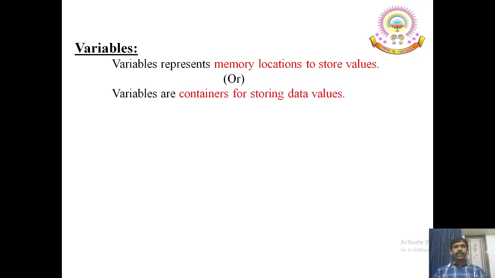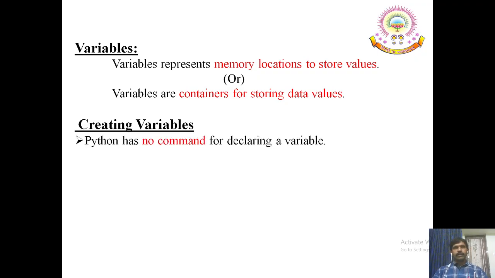So variables are containers for storing data values. As we have discussed just now, they are meant for storing data values before or after processing. As the name suggests, variables are meant for modifications. They can be modified at any point of time. Then, creating variables. In Python, unlike our C language, it has no command for declaring a variable.